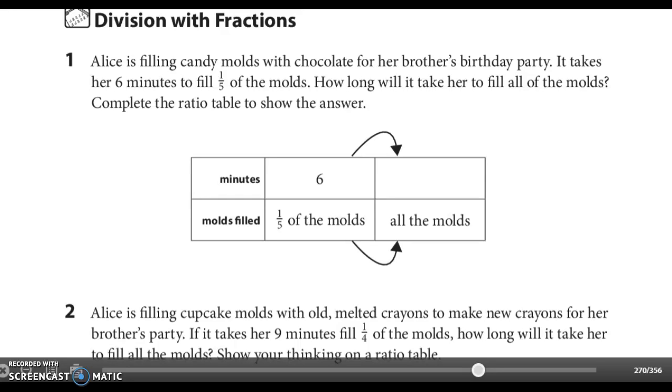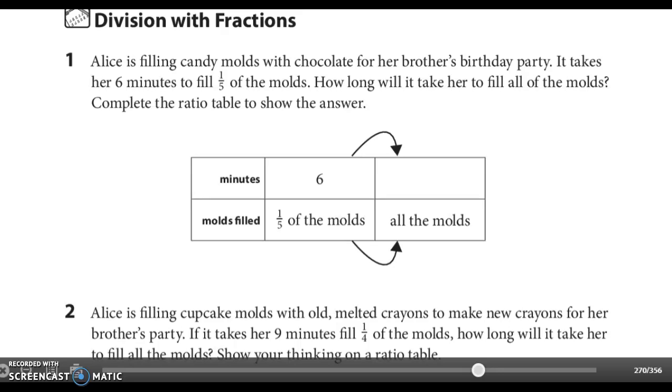All right, let's go over the answers to Bridges, page 264, division with fractions. We learned how to divide a whole number by a fraction using a ratio table. So let's go over the answers using a ratio table, and then I'm going to show you a new strategy for dividing a whole number or even a fraction by a fraction that you can use anytime you divide a fraction by a fraction.